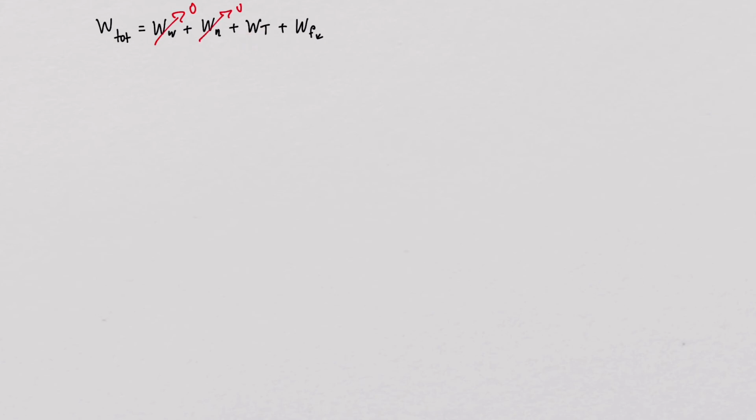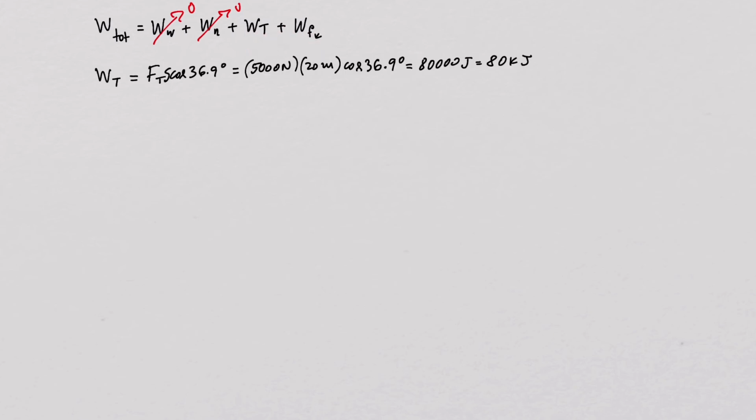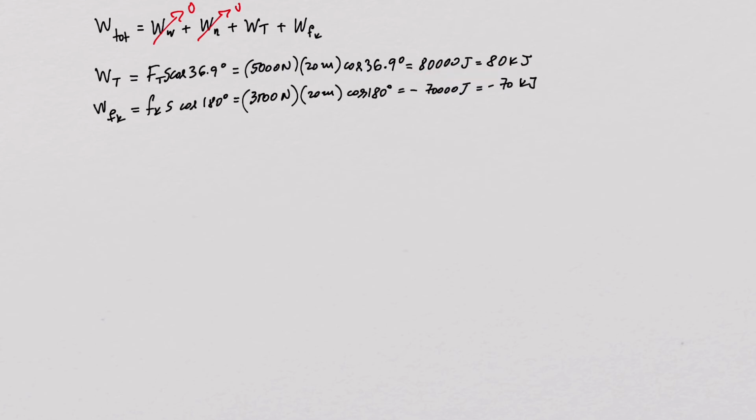All we need to do is calculate the work done by those two forces, the force along the chain and the kinetic friction force. The work done by the force in the chain is equal to that force times the displacement times cosine of 36.9 degrees. Well, that is 5,000 newtons times 20 meters times cosine of 36.9 degrees, which is equal to 80,000 joules or 80 kilojoules. The work done by the force of friction is the force of friction times displacement times cosine of the angle between the two, which is 180 degrees. That is 3,500 newtons times 20 meters times cosine of 180 degrees. That is minus 70,000 joules or minus 70 kilojoules.